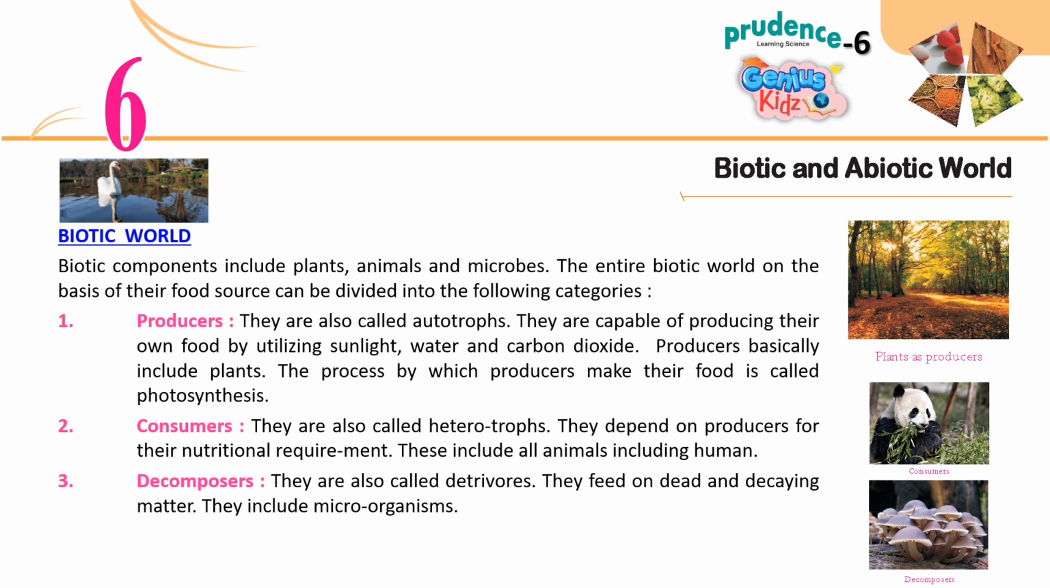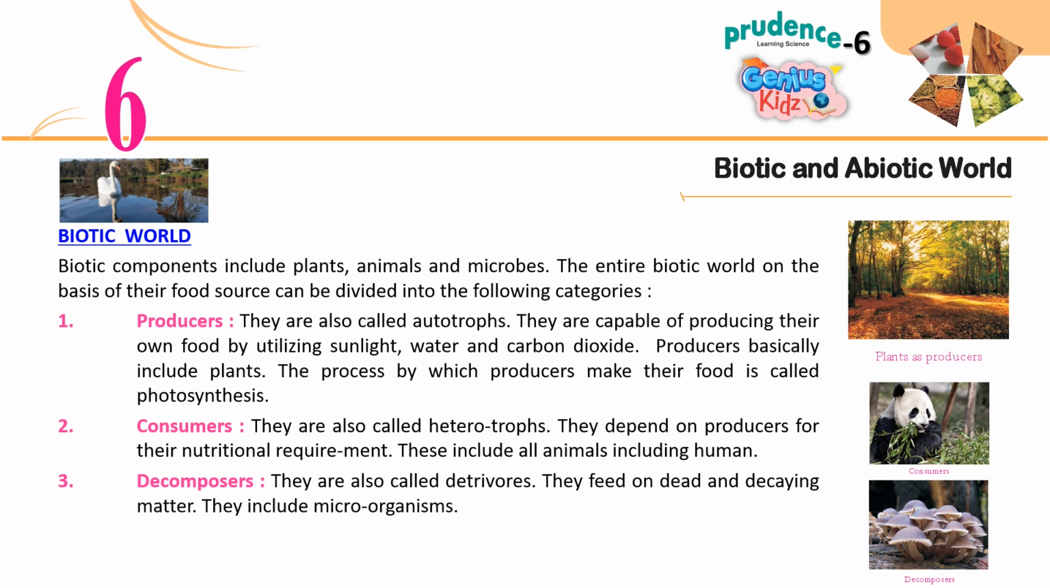Biotic world. Biotic components include plants, animals, and microbes. The entire biotic world, on the basis of their food source, can be divided into the following categories. 1. Producers. They are also called autotrophs. They are capable of producing their own food by utilizing sunlight, water, and carbon dioxide. Producers basically include plants. The process by which producers make their food is called photosynthesis.